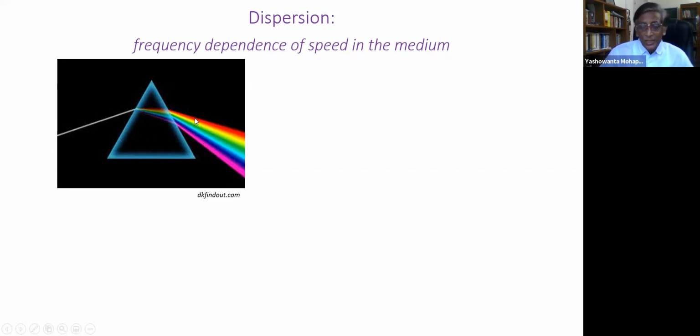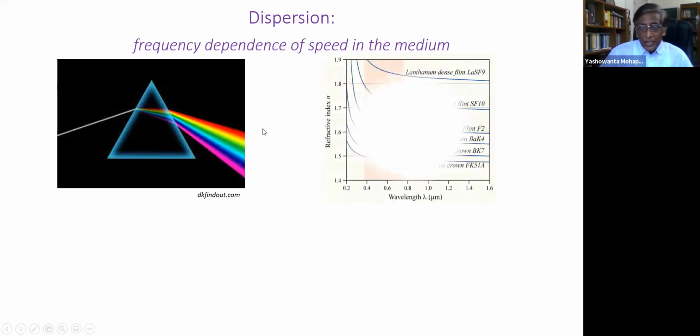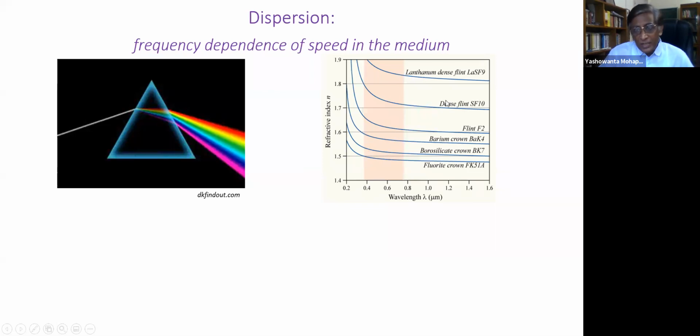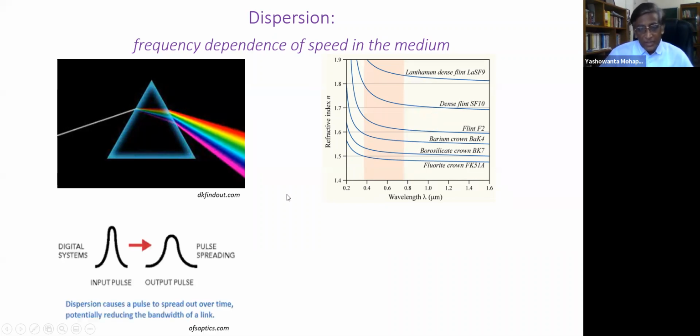Okay, Newton's discovery. The main reason is these are different kinds of glasses that we use in optics: flint glass, barium crown, borosilicate glass, fluoride crown. In all of them, look at this refractive index. As lambda increases, the refractive index decreases. That is why each of these lambdas has a different speed in the medium, and that is an example of a dispersive medium.